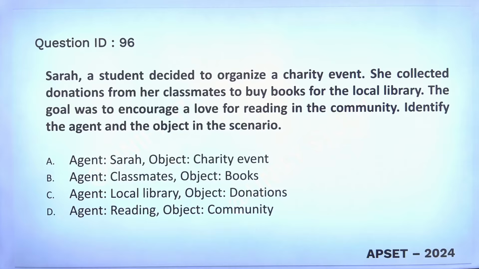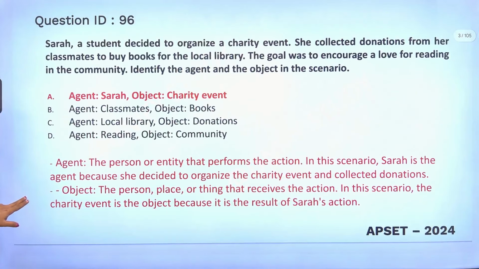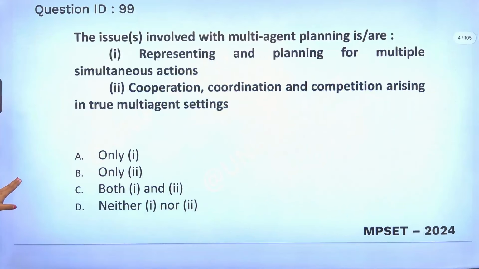Sarah, a student, decided to organize a charity event. She called for donations from her classmates to buy books for local libraries. The goal was to encourage a love for reading in the community. So, identify the agent and the object in this scenario. So, the agent is Sarah and the object is the charity event. Yes. Now, do the next.